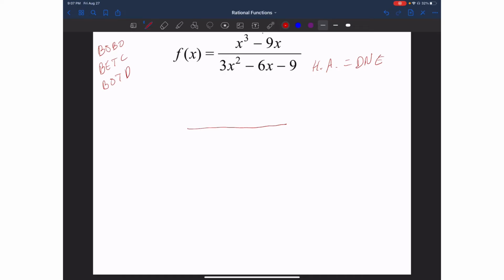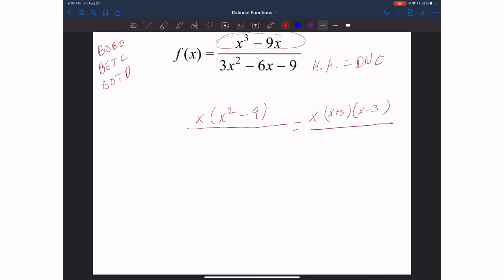In this example, the first thing I have to do is factor. Looking at the top, I can factor twice. First, I can factor out an x, leaving me an x squared minus 9. After that, I notice that x squared minus 9 is the difference between two perfect squares. So I know that x squared minus 9 is going to factor out to x plus 3 and x minus 3.